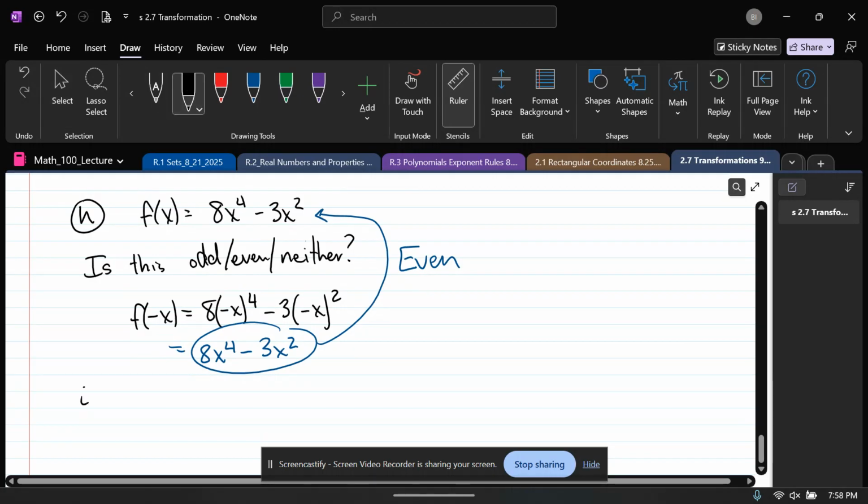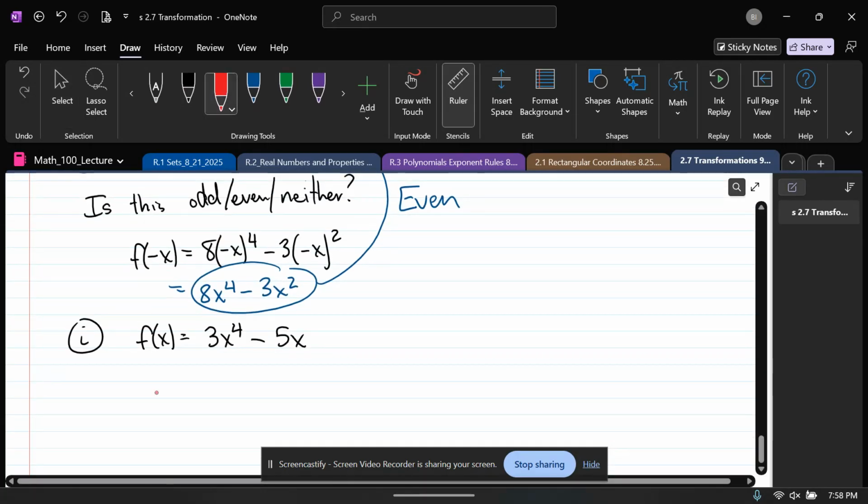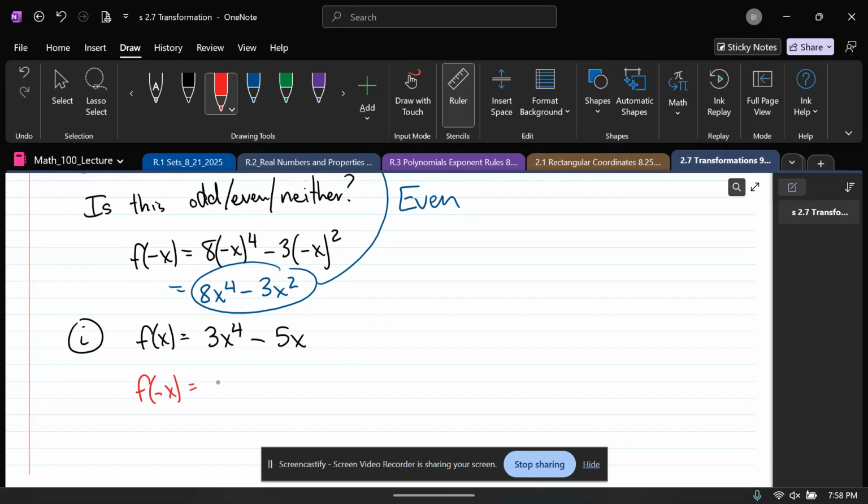Let's do another one. Let's say we had 3x to the fourth minus 5x. I'm going to plug in the negative x, and that's going to tell me whether it's odd, even, or neither.